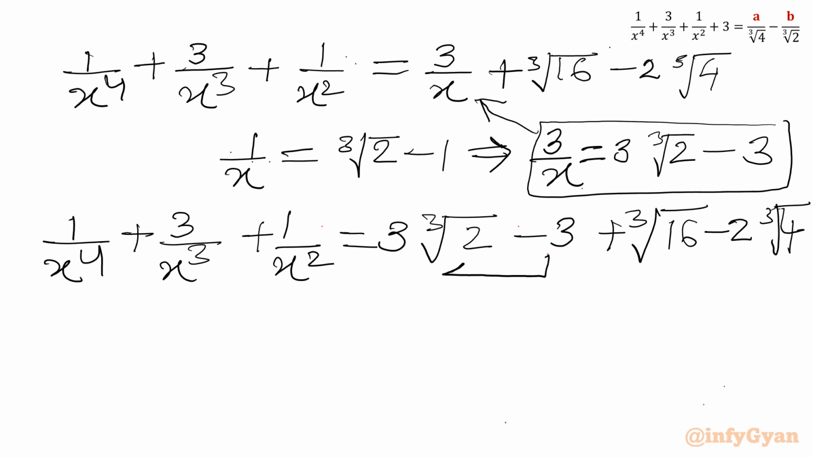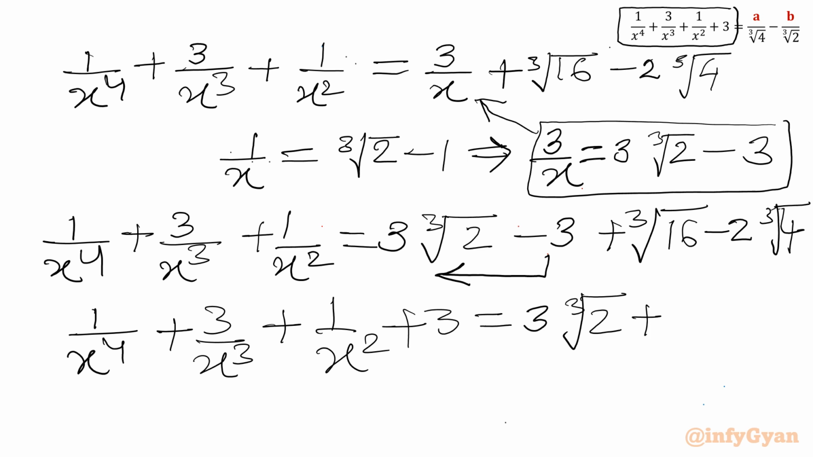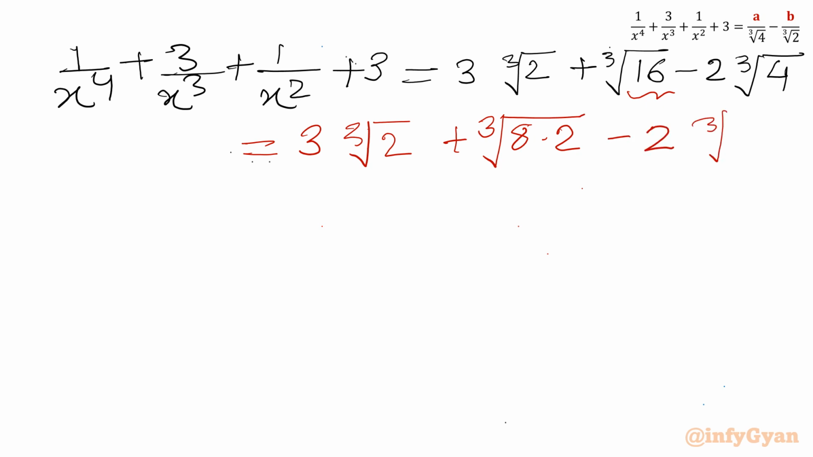Now I will take this minus 3 to the LHS to complete the LHS part. So I can write 1 over x power 4 plus 3 over x cube plus 1 over x square plus 3 equal to 3 times cube root 2 plus cube root of 16 minus 2 times cube root of 4. Let me write here. Now we can write 3 times cube root of 2. Now 16 can be written as cube root of 8 times 2, minus 2 times cube root of 4.